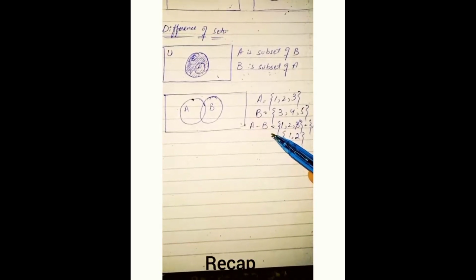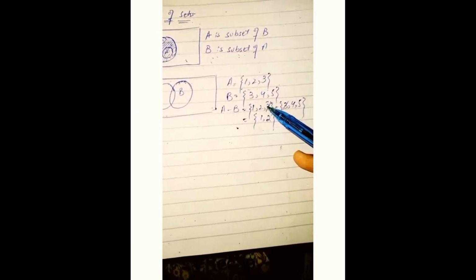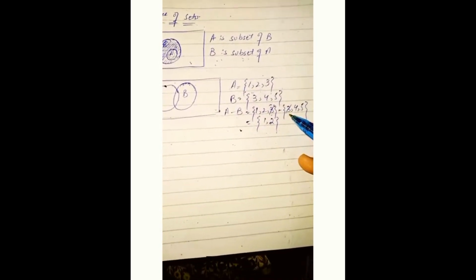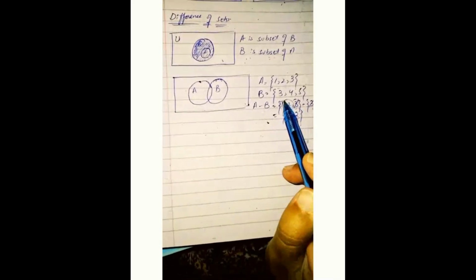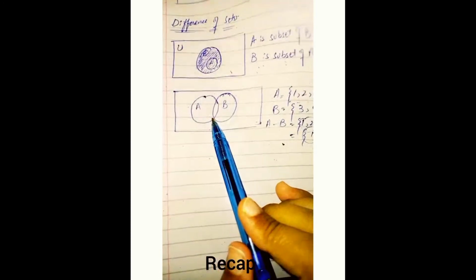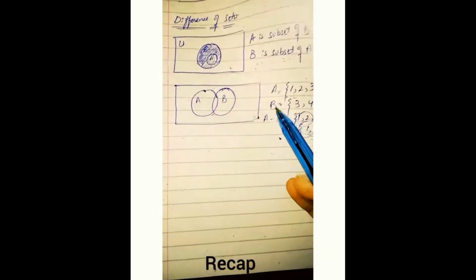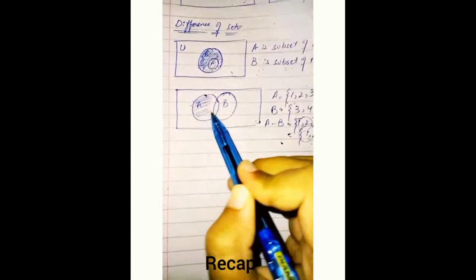When A and B are overlapping sets, for example we have A as 1 2 3, and B as 3 4 5, and when we take the difference A minus B, then the 3 will be cancelled because it is present in both, and only 1 and 2 are the answer because these are the remaining elements of set A. So when we draw the Venn diagram of the set A minus B, we will shade only the portion of A.